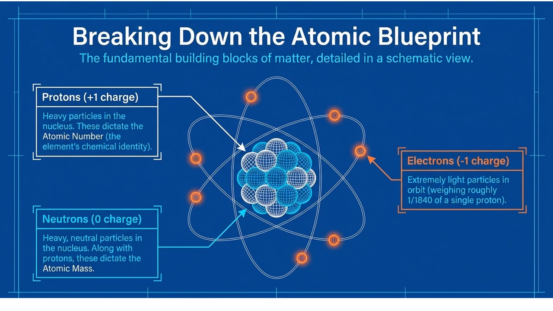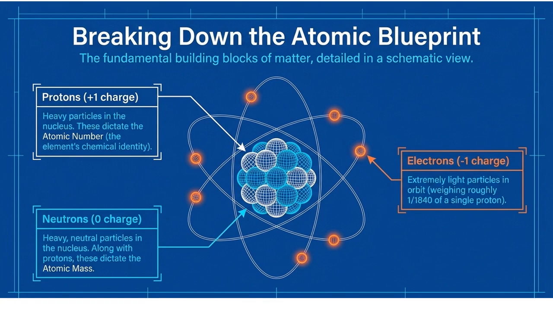Breaking down the atomic blueprint. Understanding radiation requires breaking down the atomic blueprint. Atoms are composed of three fundamental building blocks. Protons carry a plus one charge and reside in the nucleus. Their number determines the element's chemical identity, known as the atomic number.